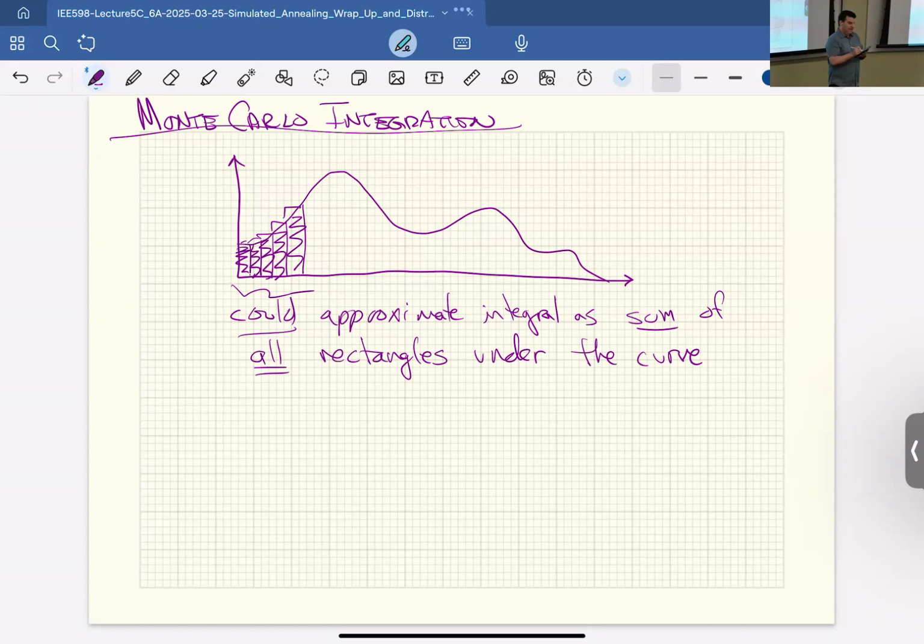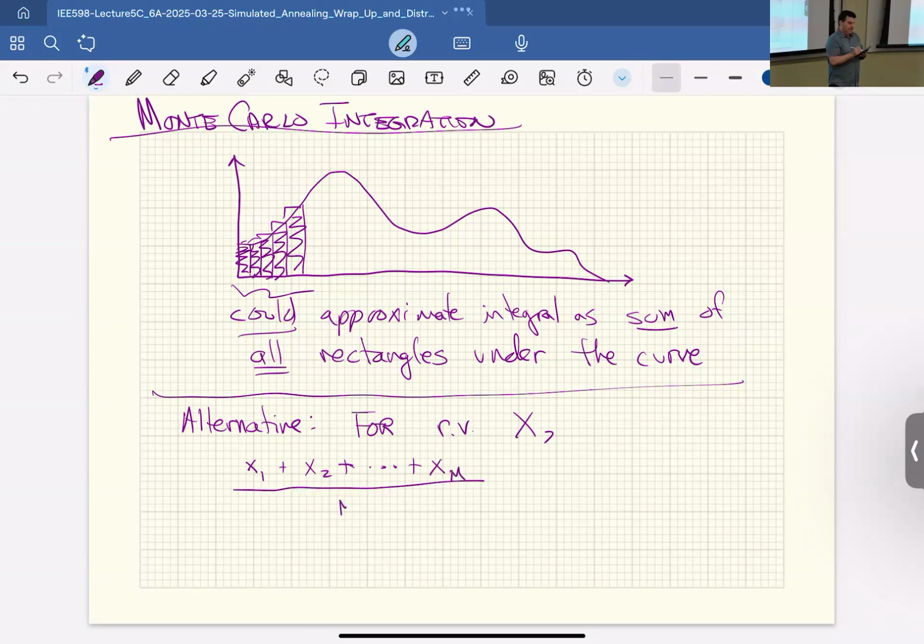But now that people had been thinking about randomness, they realized, do I really need to do all of those rectangles? In reality, an alternative is this: I know that for a random variable X, if I have a bunch of realizations of that random variable, up to X sub M, and I just take their average, then as M goes to infinity it is going to converge to the expected value, where this is taken as the expected value over the probability distribution of X.